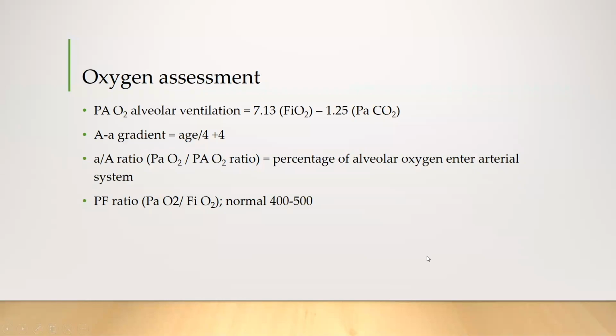So for the oxygen assessment part, in brief, we look at alveolar ventilation, PAO2, which is 713 times the FiO2 minus 1.25 times the PaCO2. Then the AA gradient can be calculated using age divided by 4 plus 4. And then the AA ratio is basically the percentage of alveolar oxygen entering the arterial system, and the PF ratio is the PaO2 divided by the FiO2.